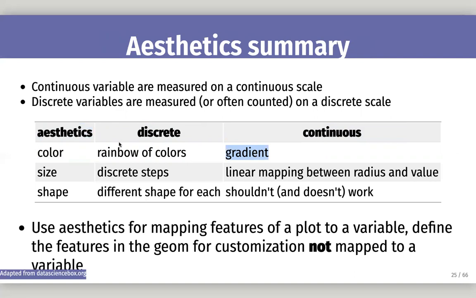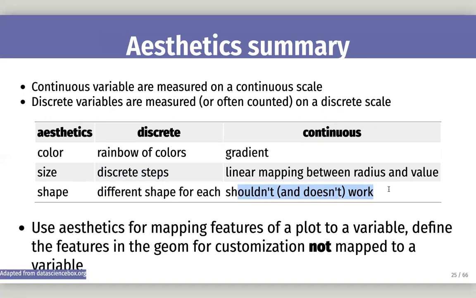And similarly for the size aesthetic, if you have a discrete variable, it will use discrete steps. And if you have a continuous variable, it'll be a linear mapping between the radius of the circle and the value. And for the shape aesthetic, for discrete, you'll have a different shape for each category. And for continuous, it's not going to work, which makes sense, because if you have a continuous variable, it wouldn't quite make sense to have a different shape in that setting.